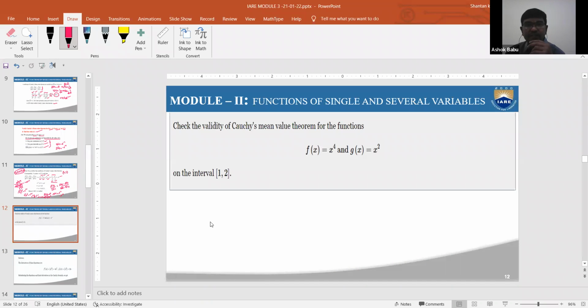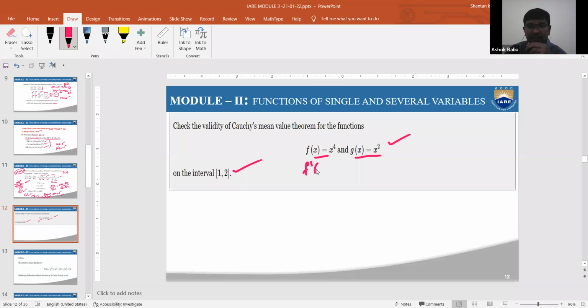Check the validity of Cauchy's mean value theorem for the functions f of x is equal to x power 4 and g of x is equal to x square in the interval 1 comma 2. And here also we will do it fast, because only 7 minutes are remaining. Check yourself. Here f of x and g of x both are polynomial functions. Every polynomial function is also a continuous function in the given limits. It is clearly satisfied. And moreover, the derivative also exists.